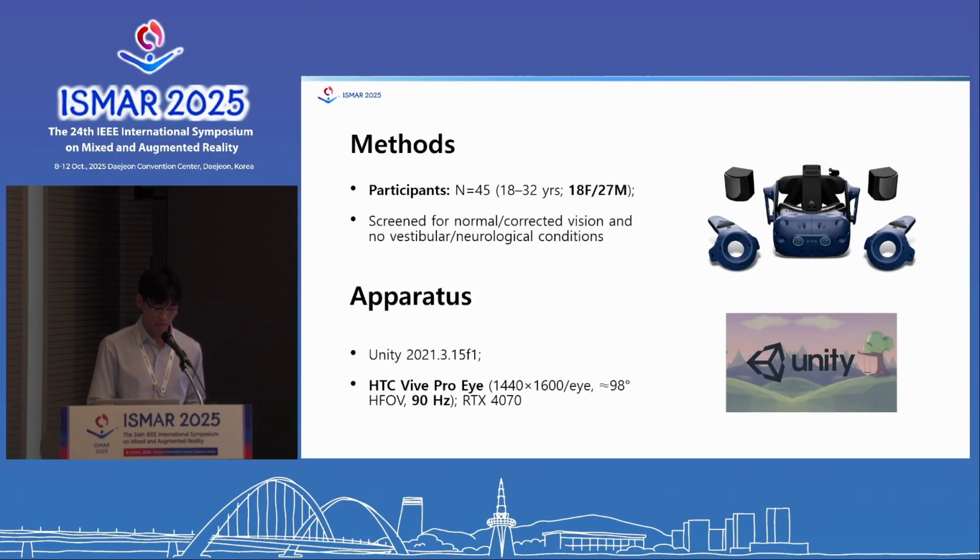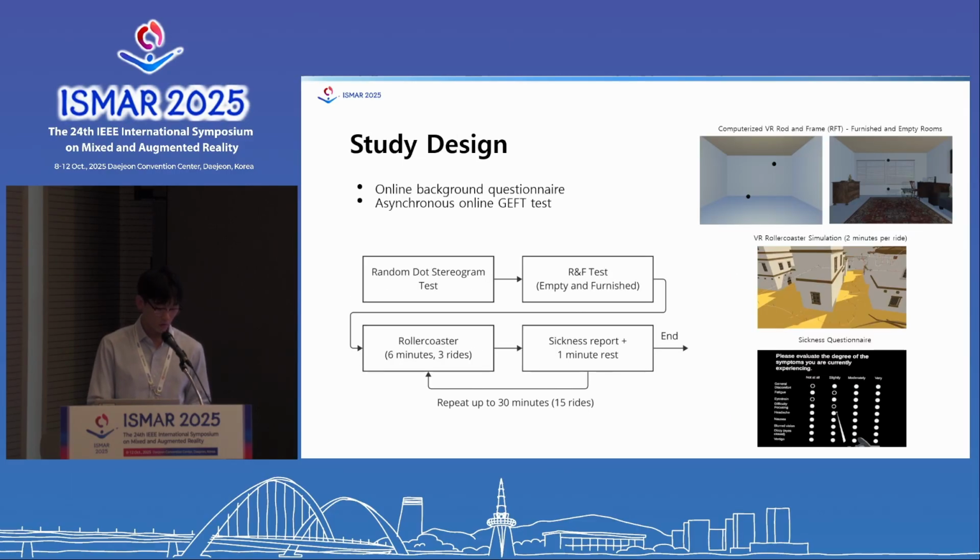To test our hypotheses, we recruited participants across Northeastern University. We had a user study with 50 plus participants. The final sample consisted of 45 individuals ranging from ages 18 to 32, 18 females and 27 males. We screened for normal or corrected vision and neurological conditions as well. The entire VR study was developed in Unity 3D, and we used the Vive Pro I alongside its controllers for the study. For the study design, we first had participants do an online background questionnaire, so we could keep track of sex and VR experience, as well as an asynchronous online Group Embedded Figures Test.